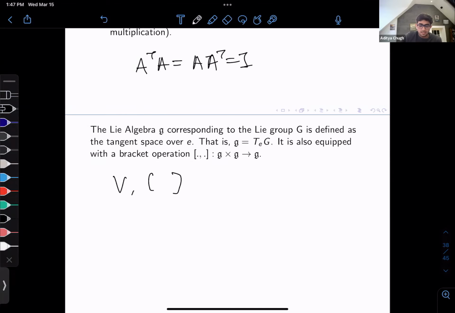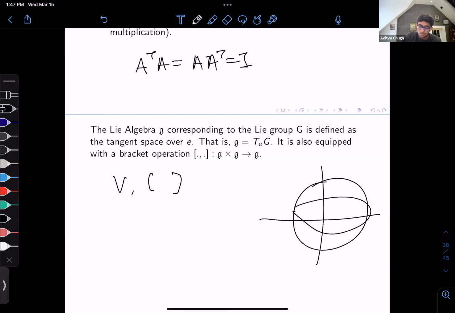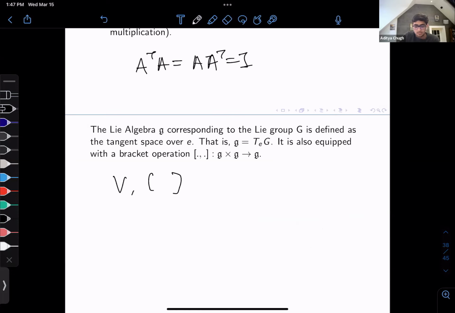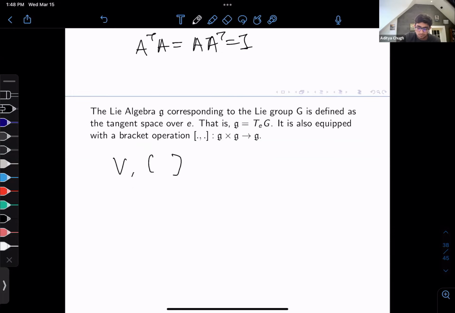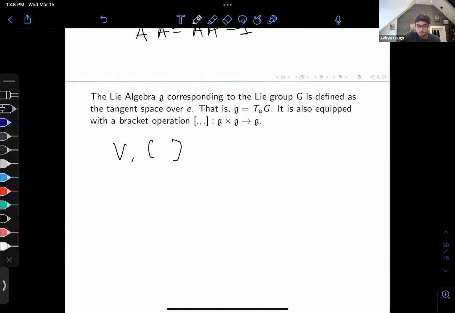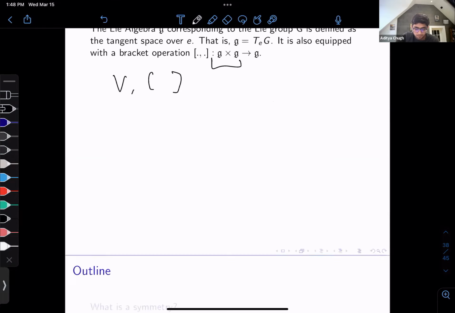And more specifically, like we talked about with manifolds, when we had a sphere, you could find a tangent space. The Lie algebra is the tangent space of the manifold G, the Lie group, at the identity element. And again, this Lie algebra is equipped with the bracket operation, which takes two elements of the Lie algebra and gives you another element.